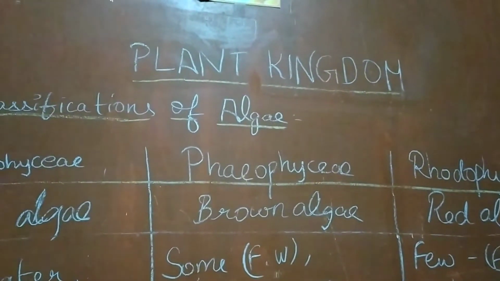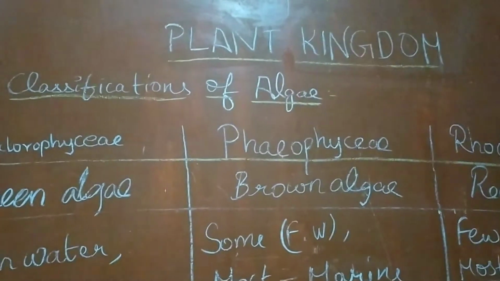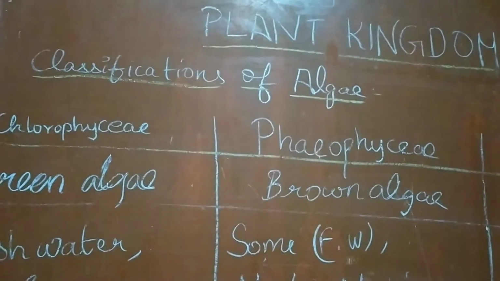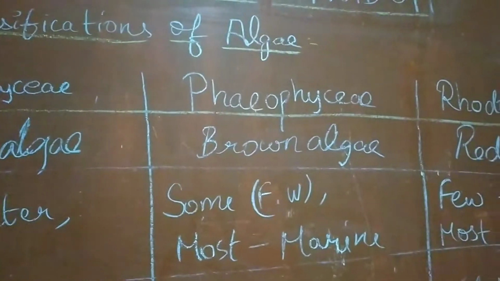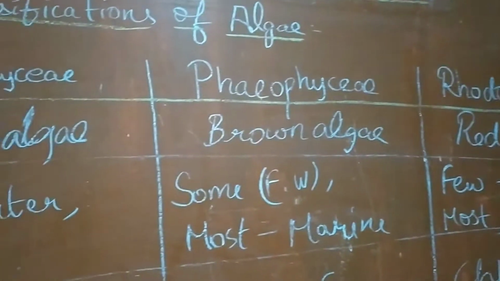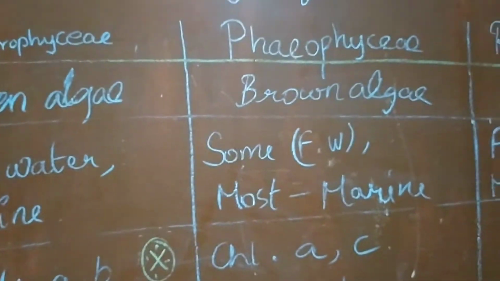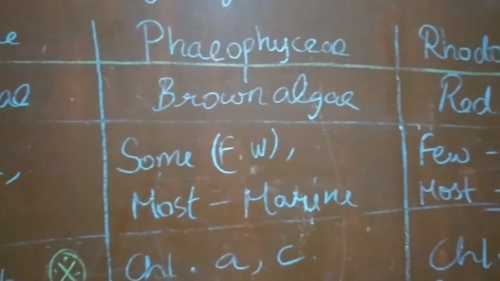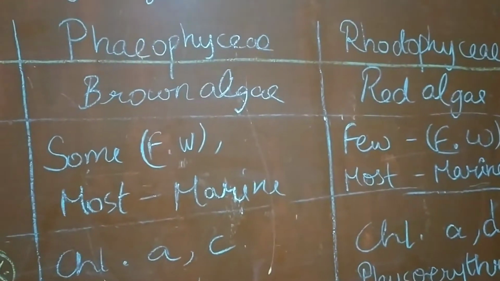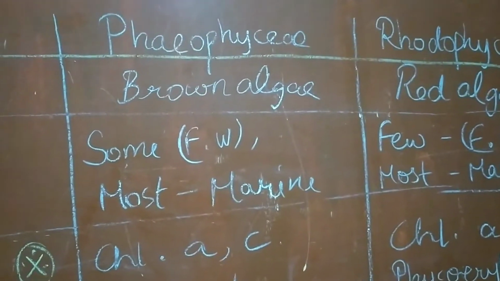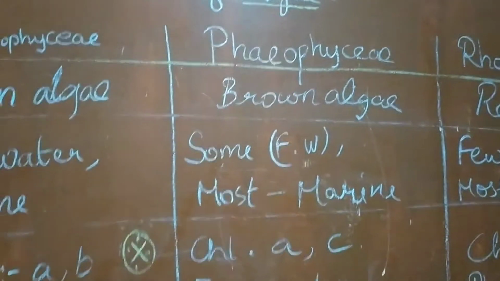In the last video we have seen about the general characteristics of algae. Now let's see the classifications of algae. Algae is classified into chlorophyceae, phaeophyceae and rhodophyceae. Chlorophyceae is otherwise called green algae, phaeophyceae is otherwise called brown algae, and the common name for rhodophyceae is red algae. So why do they get these names? We'll study it when we come to the chlorophyll pigments present in them.